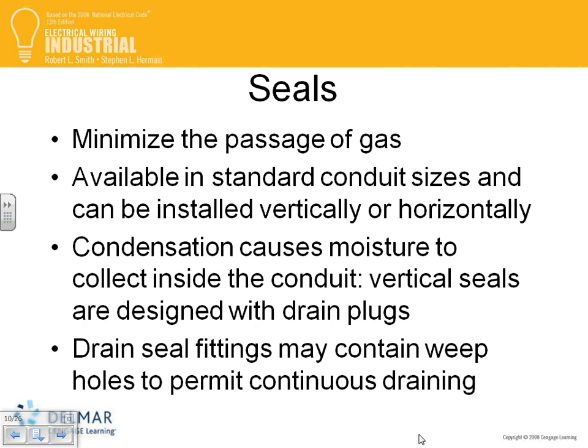Seals. What they do, when you go from one Class 1, Div 1 location to another, you have to seal. And there's a couple of examples of a seal. They don't want the gas to enter a conduit and travel. So if this is a gas station, I don't want the gas to enter the conduit and travel all the way through the conduit to the other side, and then create an explosion in a different room. So they seal them. Seals minimize the passage of gas.